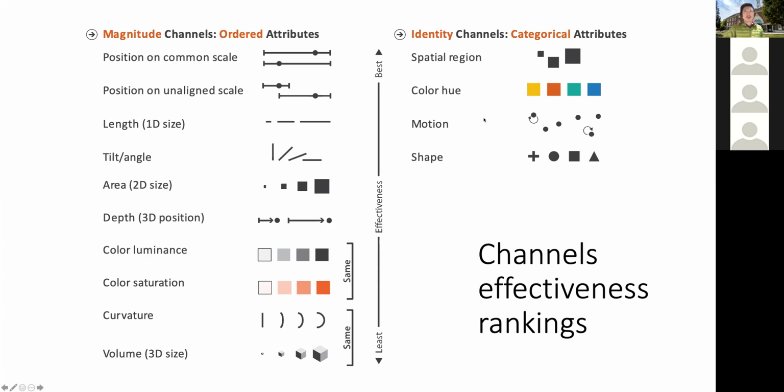The next most effective way is to use color. You can say yellow is type 1, red is type 2, the green or teal color is type 3, and the blue one is type 4. That's still okay. The next one is motion.